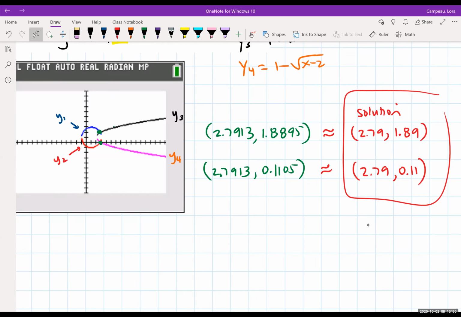So I hope this helps you. Feel free to try these. I think a lot of the problems in the homework are asking you to use your calculator to solve the nonlinear systems. So you might as well practice now, and then you'll have a good time with the homework.